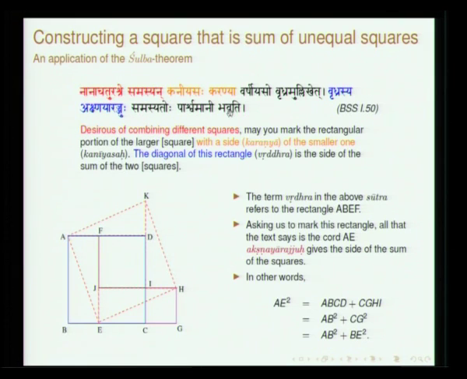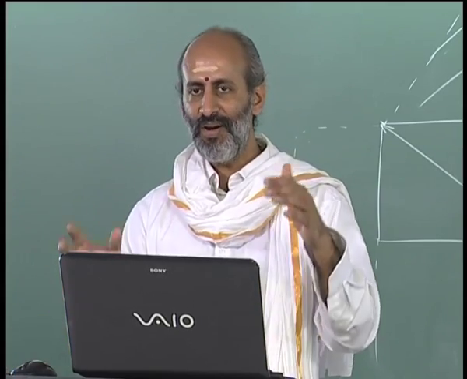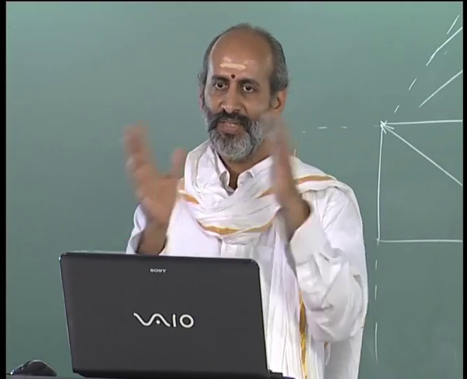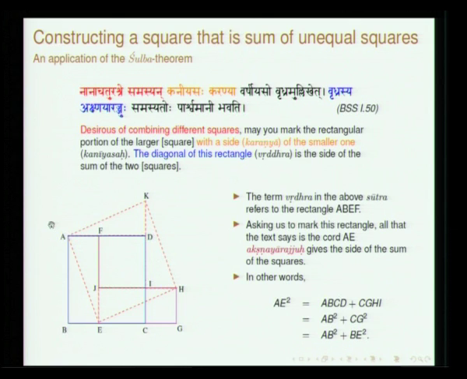Samasyatoho Parshvamani Bhavati, see, Parshvamani is side. So, Samasyatoho Parshvamani, so of the square which you want to construct as the sum of the area of these two squares, Parshvamani will give you the side. So, basically what you will get is AKHE, so this is the square.